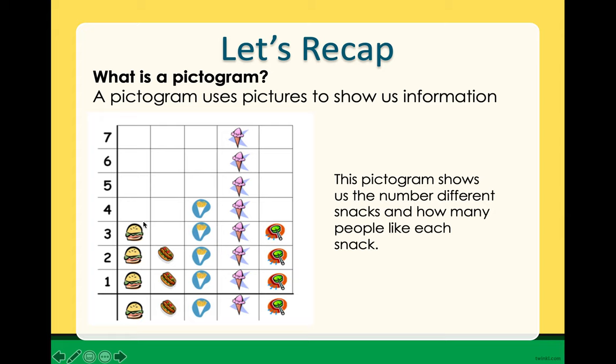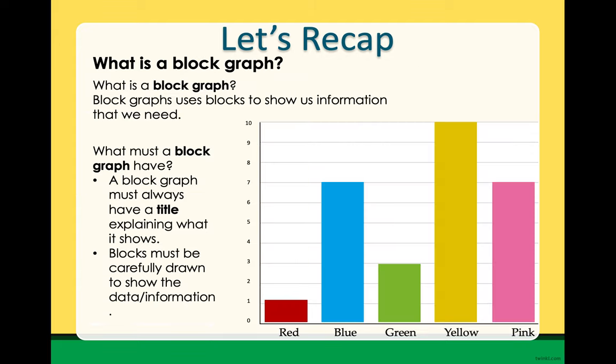And here we can see how many people like each snack. For example, 3 people like burgers. 2 people like hot dogs, 4 people like fries, and 7 people like ice cream, and here we have 3 people that like lollipops. We can answer questions about the pictogram. Let's look at the next slide.